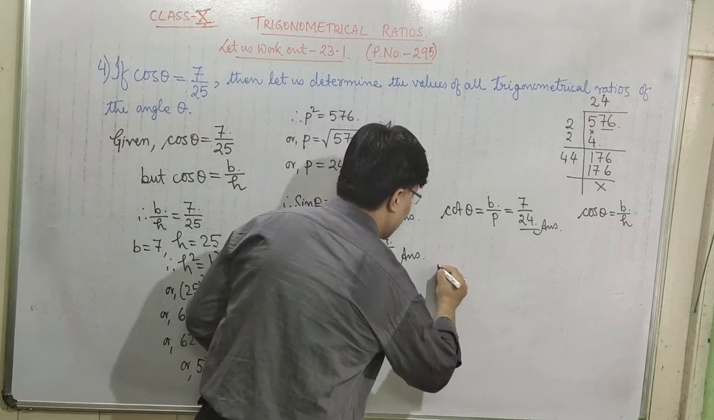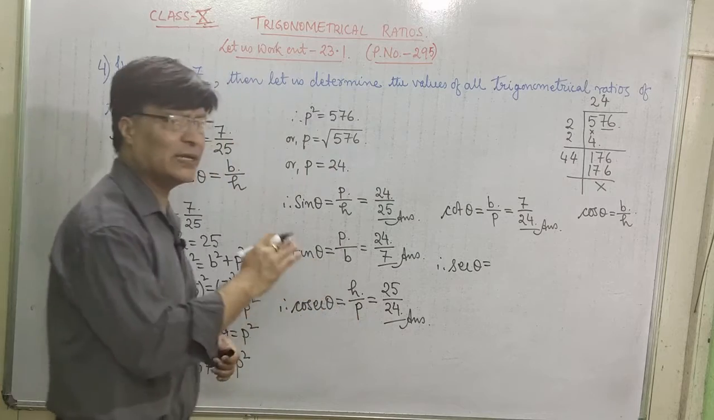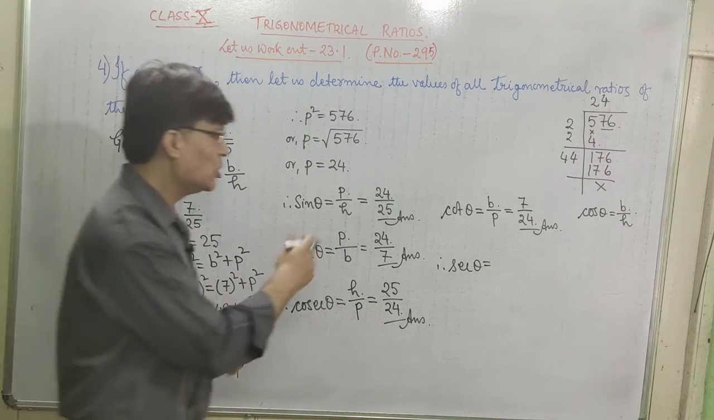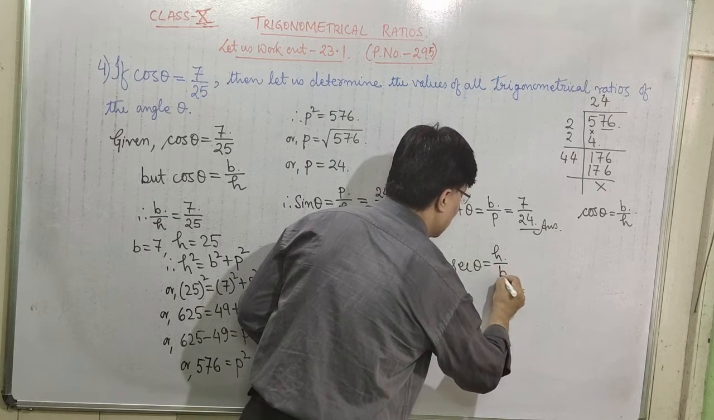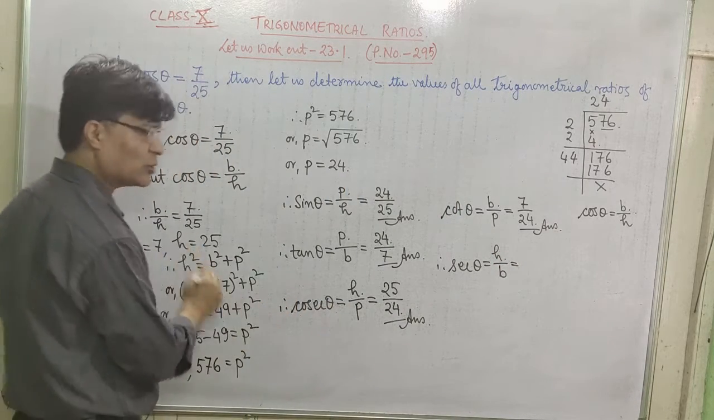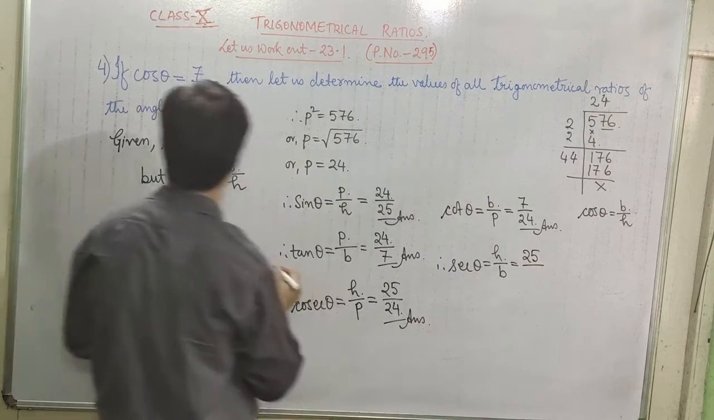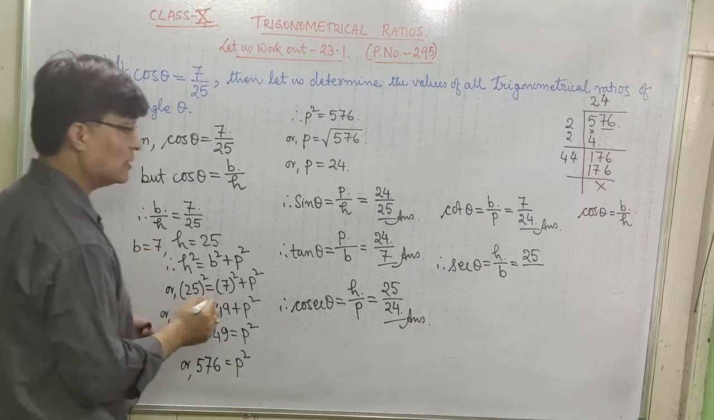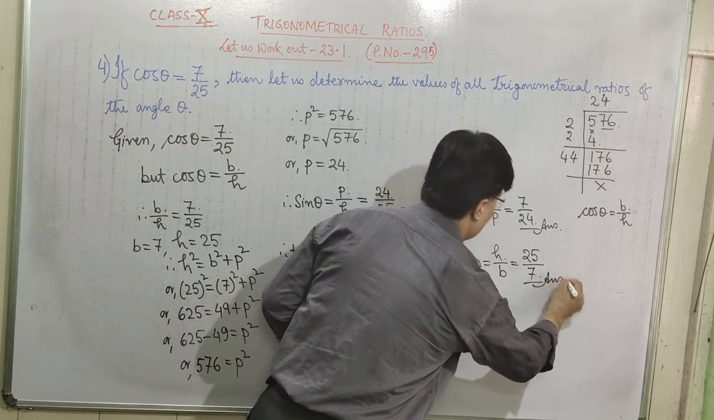So sec theta is the opposite of cos theta. That is, sec theta is the inverse of cos theta, isn't it? So sec theta is equal to h by b. So what is h out here? It is 25. This is 25 divided by, what is base b? Here b is 7. So this is the answer.